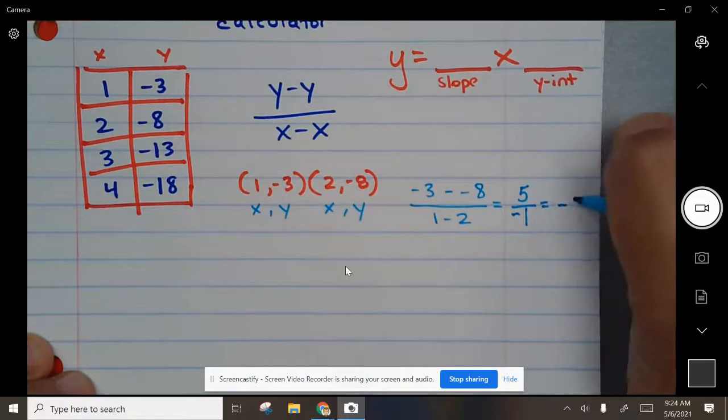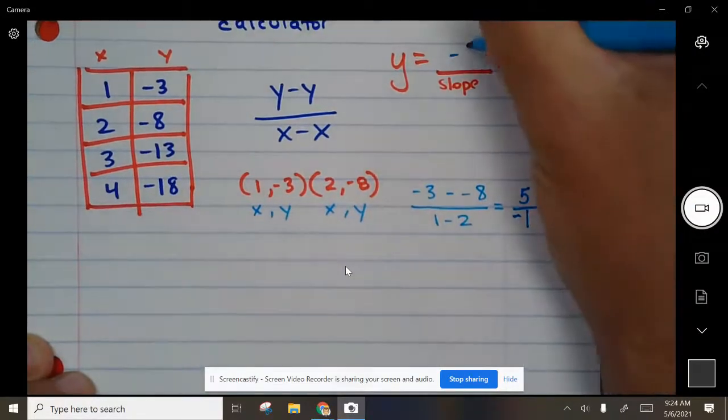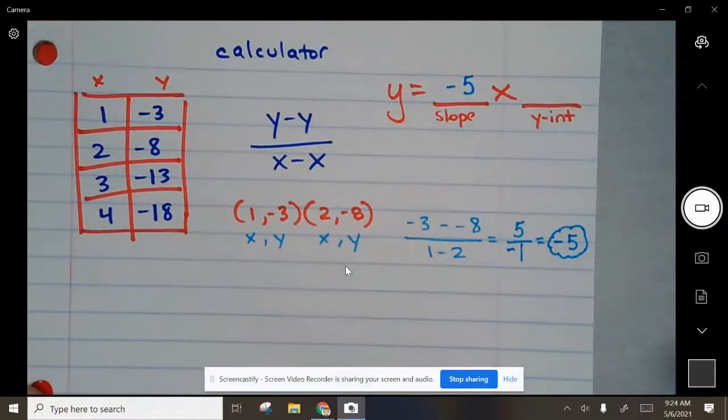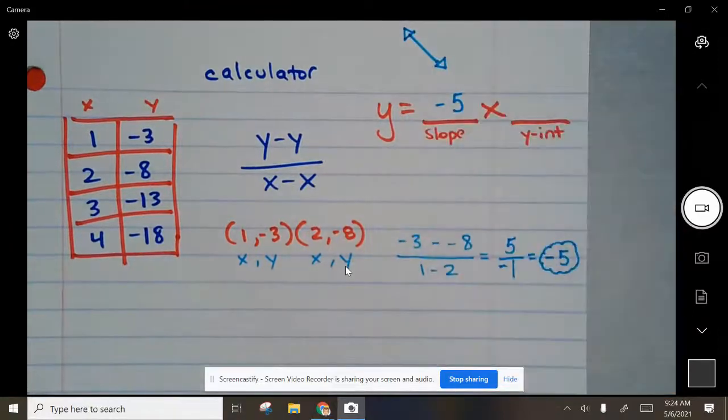So the answer is going to be negative 5. So we have a negative slope here. We have a negative slope on our hands. That means it's a line that's going to be going down. Bad for business. Okay?